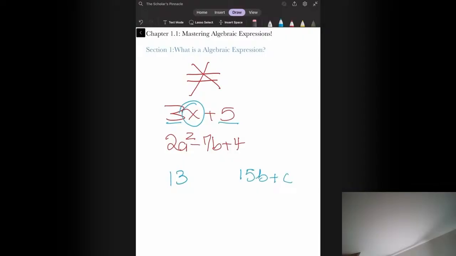Here's a real-life example of some algebraic expressions. Take, for example, you're shopping. If an apple costs x amount of dollars, right, then 3 apples would cost 3x. Now, you may be wondering, what is the actual difference between algebraic expressions and algebraic equations?